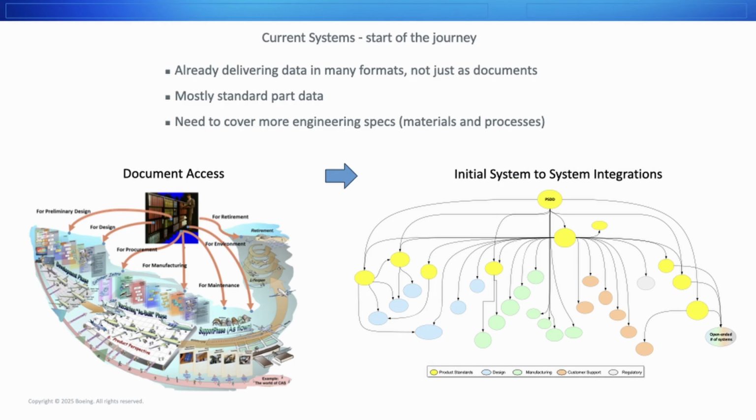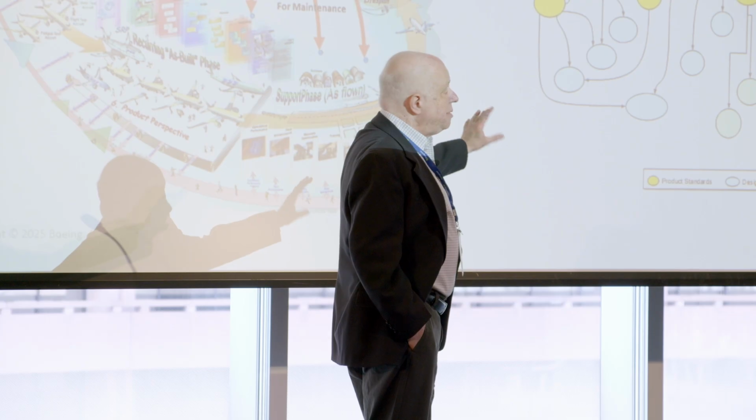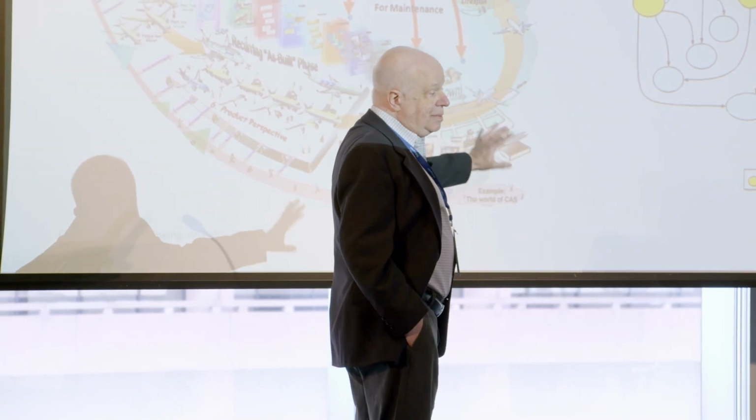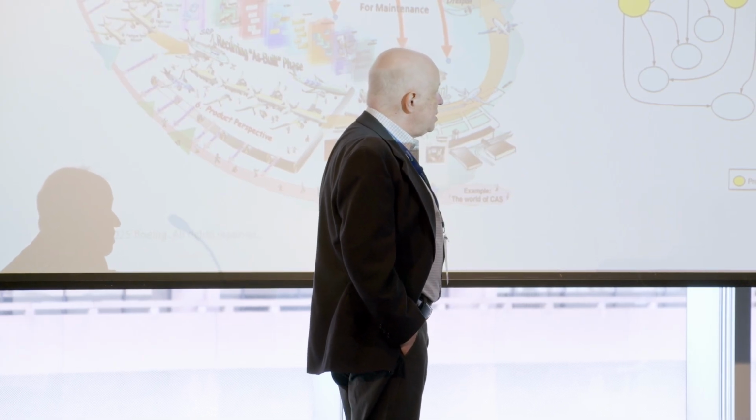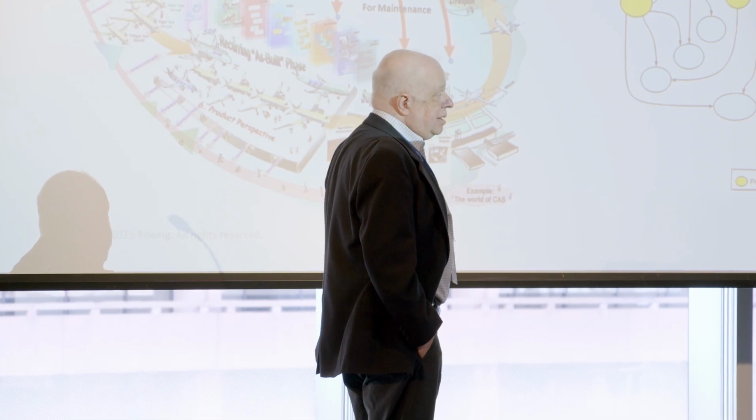So we have a set of systems already. You can see there's a pattern here where standards are used. We have a set of systems that deliver information in the same pattern. The blue bubbles here are design, green is manufacturing, and orange is customer support. There's a set of applications that deliver specific kinds of data, that could be CAD data, work instructions, and so forth. But it's incomplete, like that other picture I showed, where the most complete part is the standard part data, but the engineering specifications for materials and processes, we're just starting on that.